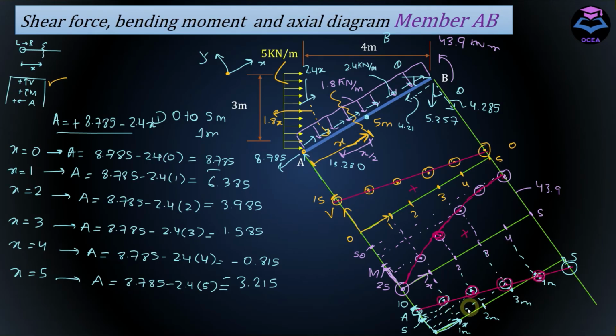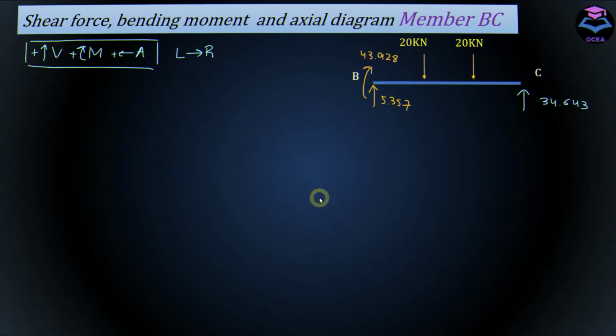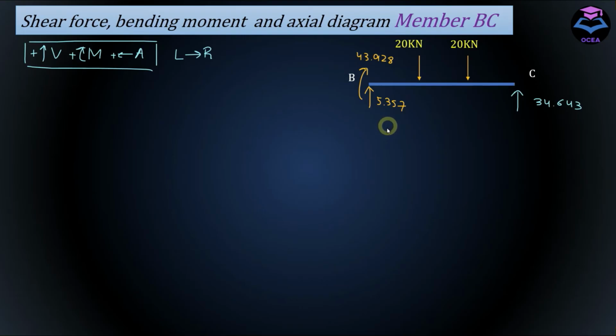And this is our axial diagram. This portion is positive and this is the negative. To write equations, we need to cut sections in this member BC. So the first section would be drawn here, section 1-1.